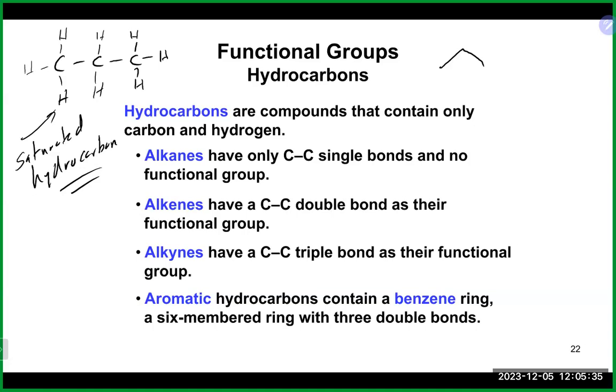Alkanes have a functional group. Some people call it a functional group of carbon-carbon single bonds. They're all single bonded. They're really the basis for all other organic compounds. Pretty much most things will come back to alkanes. Alkenes have a carbon-carbon double bond as their functional group, and it's got to have at least one double bond in there. Alkynes have a carbon-carbon triple bond as their functional group.